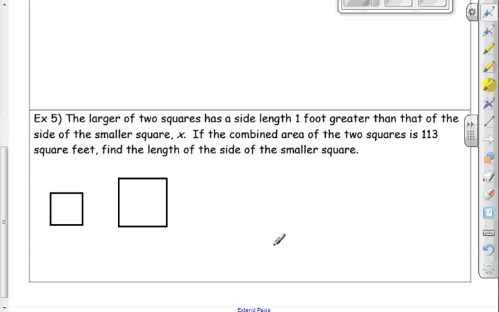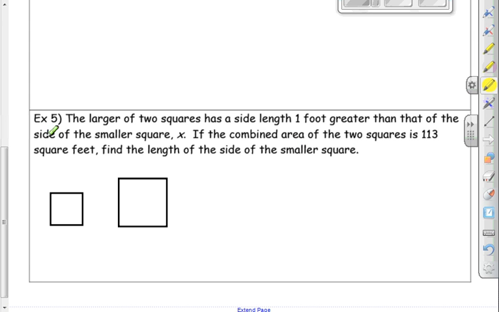In this question, we're given information about two squares. We're told that the larger of two squares has a side length 1 foot greater than that of the side of a smaller square x. The combined area of the two squares is 113 square feet. Find the length of the side of the smaller square.